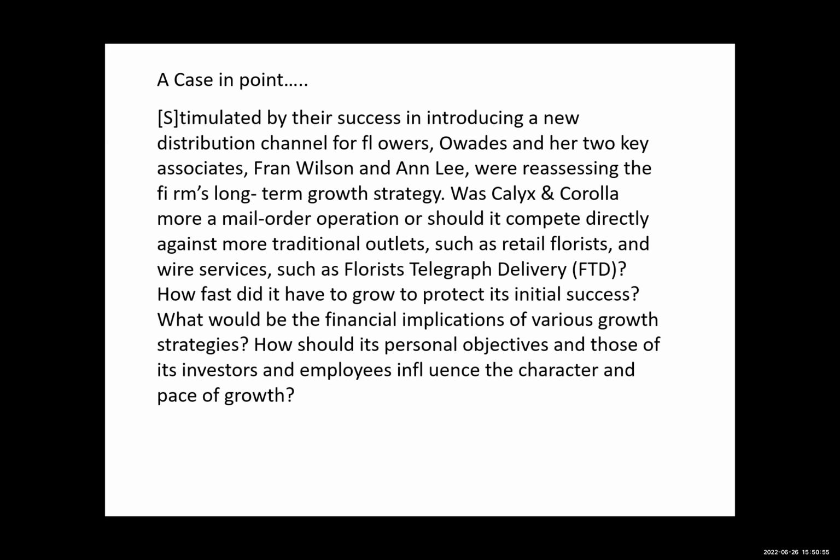Compete with other people, it might impact them in either way. Either they will be profitable, or they might go into loss also. It could be. The problem is, this is not the key thing in this. Should it compete with more traditional outlets such as retail florists? Okay, that might be a point of decision. But I need to have my long-term growth strategy, and that cannot end here. This is just one of the parameters.